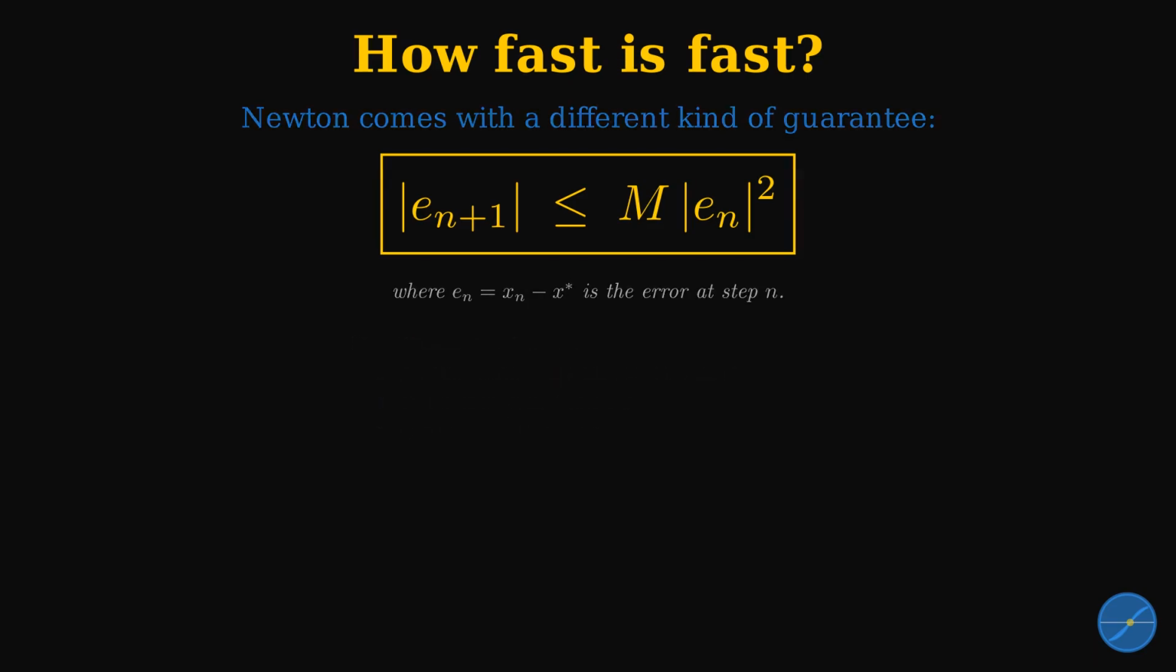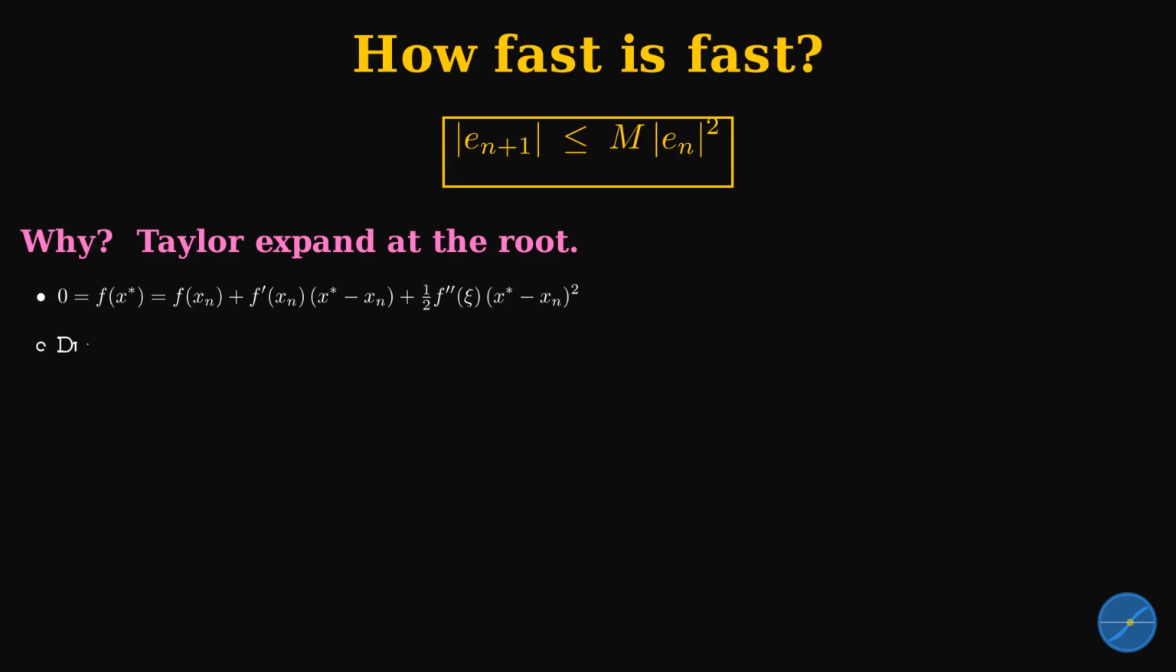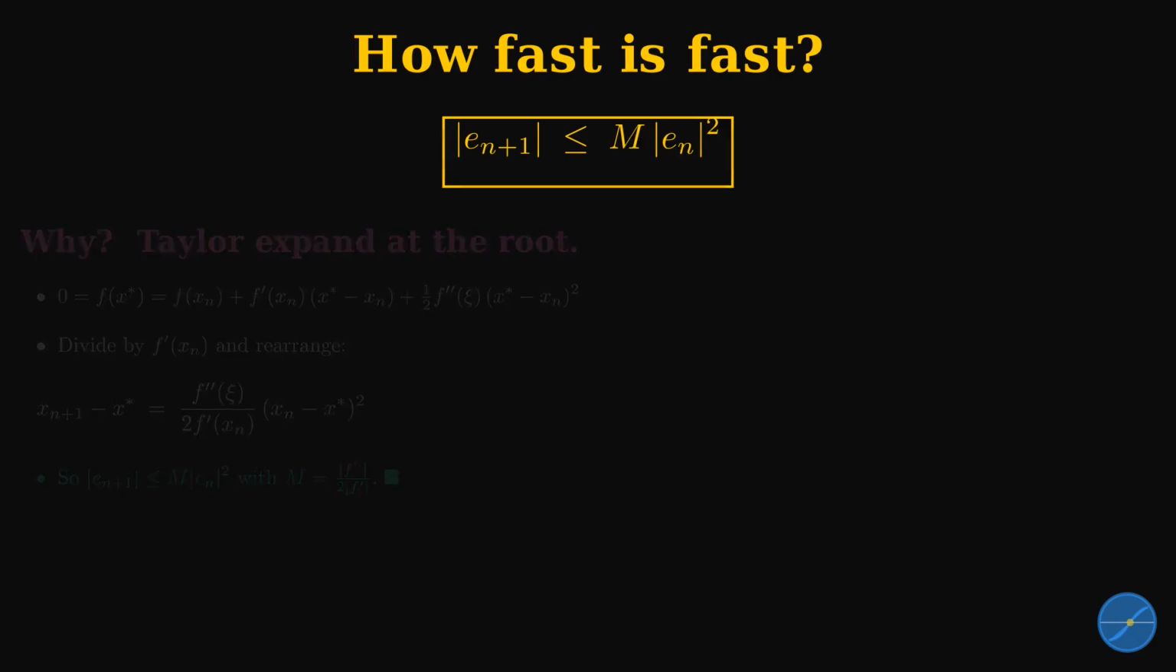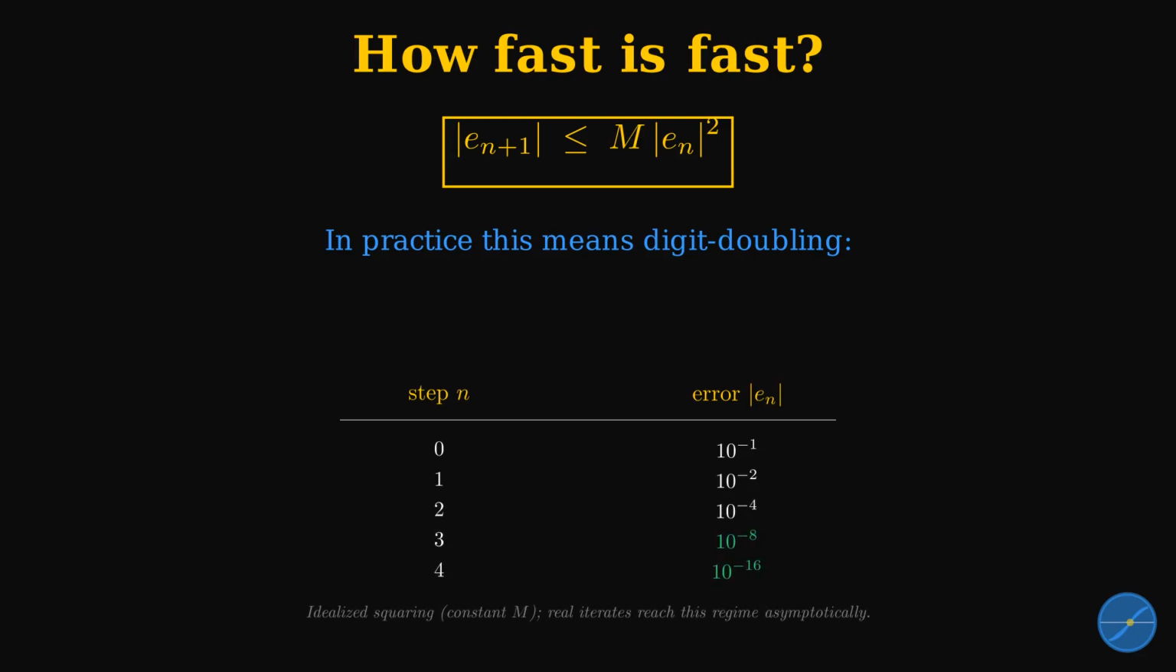Why squared? Taylor expand f at the root, divide by f prime of xn, and rearrange. The error comes out proportional to the previous error squared. In practice, that squaring means digit doubling. Watch the error fall 10 to the minus 1, then minus 2, minus 4, minus 8, minus 16. It roughly squares each step.